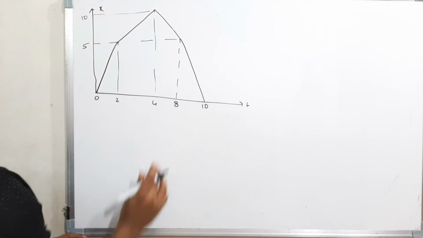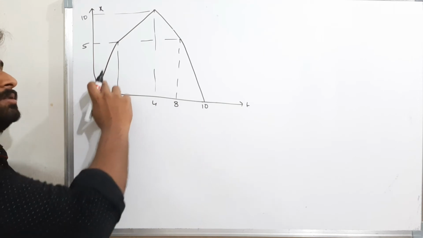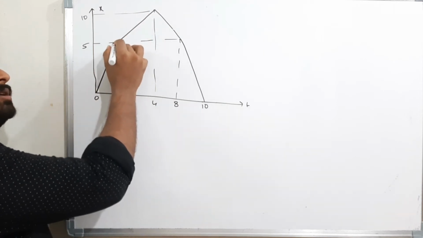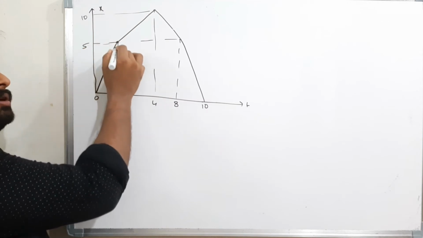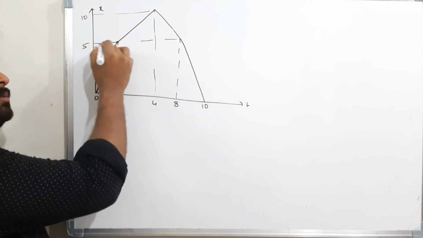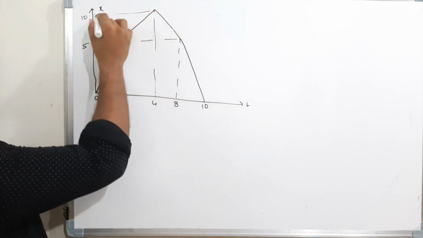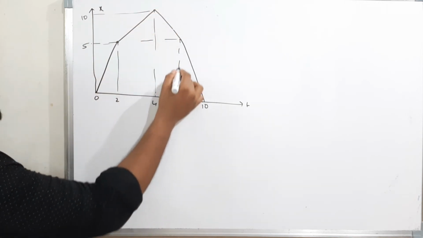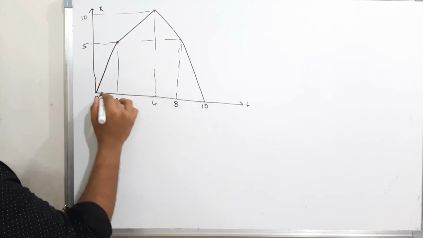Now this is the question. See here, there is a graph they gave, and these points they gave us: at time t equal to 2 seconds, the body is at displacement 5. At time t equal to 4 seconds, the body is at displacement 10. At time t equal to 8 seconds, the body's displacement is 5. At time t equal to 10 seconds, the body's displacement is 0.